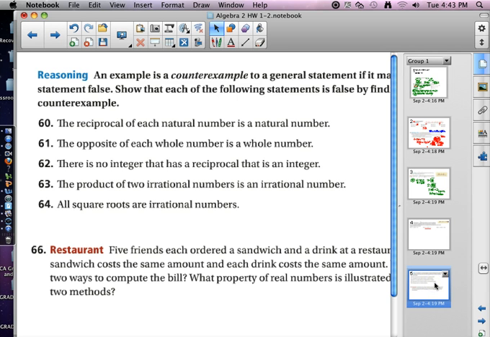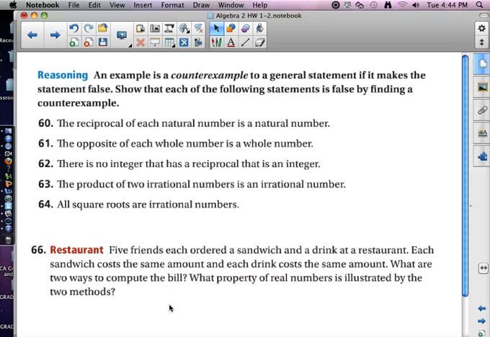Counterexample. This was from geometry last year. A counterexample is a statement that makes a general statement false. So let me show you how this goes. Show that each of the following statements is false by just giving a counterexample. Well, it says the reciprocal of each natural number is a natural number.